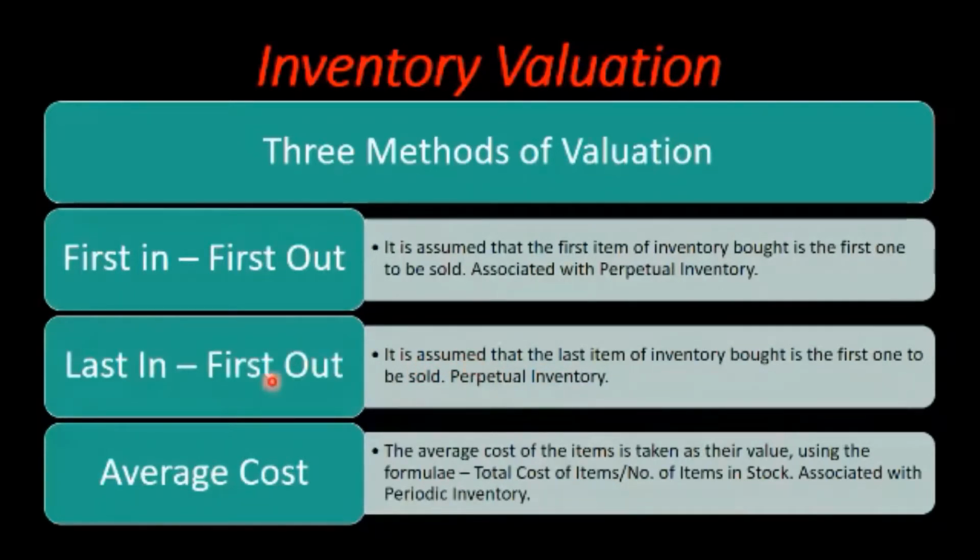Okay, right? Next, we have average costs, and the average cost of the items is taken as their value using the formula total cost of items divided by the number of items in stock. And this one is mostly associated with the periodic inventory. All right, you can also use it for perpetual inventory, but you find it mostly associated with periodic inventory.